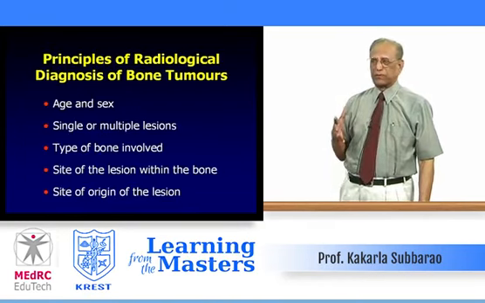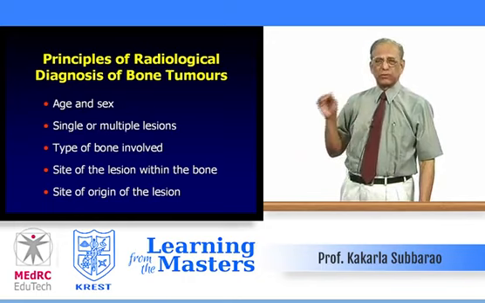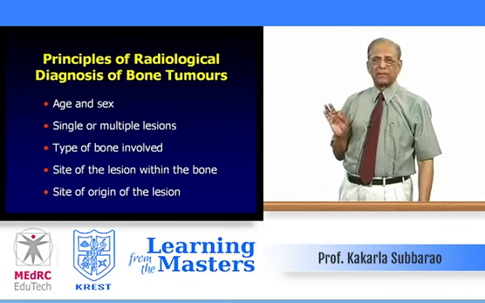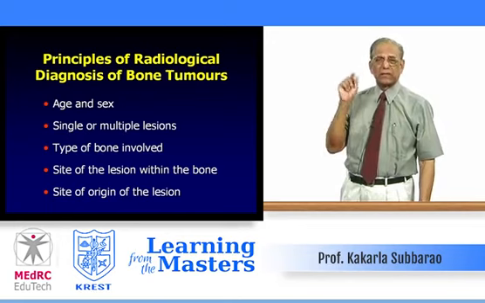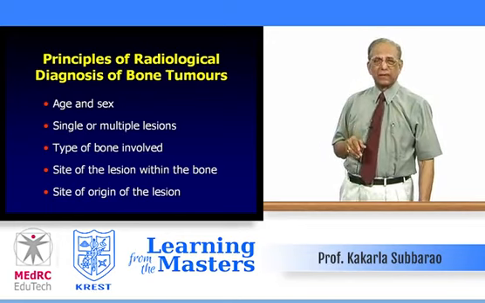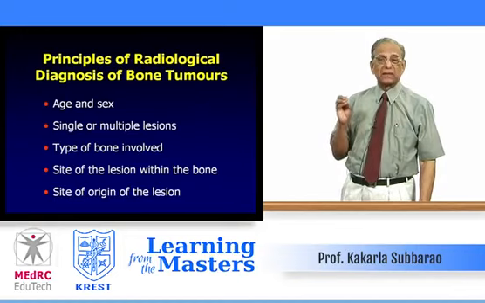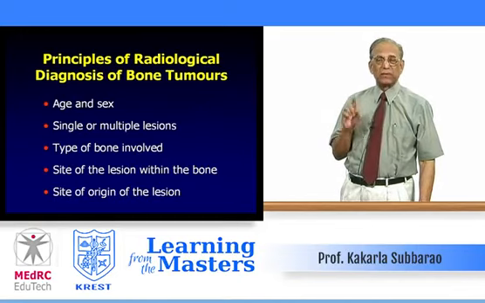What are the principles of radiological diagnosis of bone tumor? There must be some basic principles for a student or a junior consultant on how he approaches it. For example, age and sex are important. Unless you know clinically what the age of the patient is, I will tell you why. A 10 year old boy comes with a skull film, and punched out lytic areas are there. Just because they're punched out and lytic, you don't say it is multiple myeloma. Multiple myeloma does not occur at the age of 10. So the age of the patient is important.